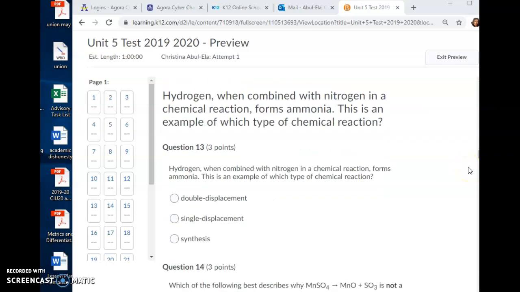Question 13. Hydrogen, when combined with nitrogen in a chemical reaction, forms ammonia. This is an example of which type of chemical reaction? Double displacement, single displacement, synthesis.